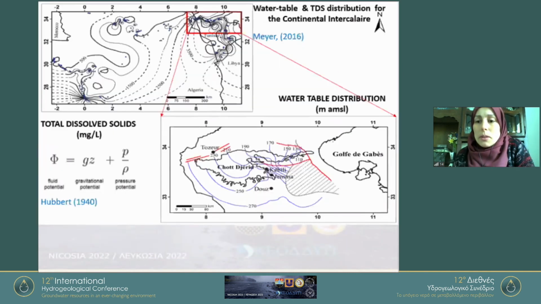In the map below, the water table distribution suggests that the flow is moving horizontally because they don't consider the fluid potential by Hubbard in this attached equation, which considers the weight of density of water column, which varies according to salinity and the temperature of the groundwater. Therefore, the groundwater direction proposed by the TDS is different to that suggested by the water table direction.